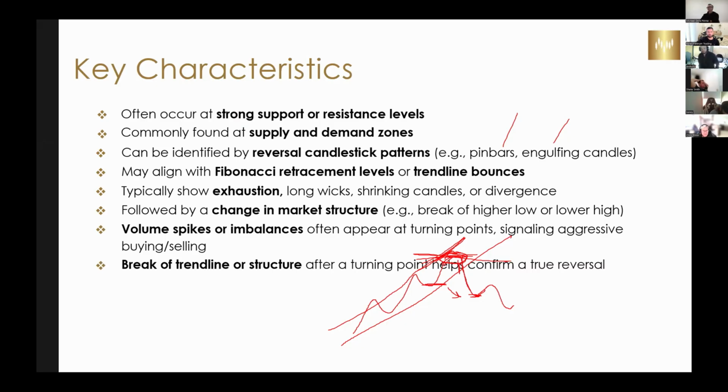Break of trend line or structure after a turning point helps confirm a true reversal. So if we've got a trend line and price drops from a level of resistance and turns around, breaking through that trend line, you would have seen me do that on live sessions plenty of times where I've got the two trend lines there. Once it breaks through it nicely, it gives us an indication that maybe there could be a reversal. Let's have a look.